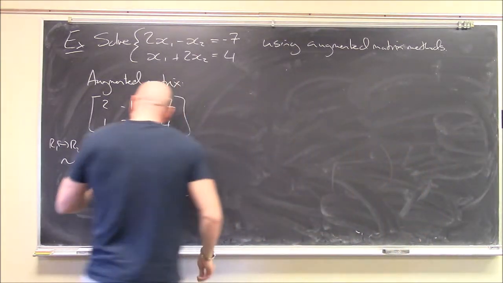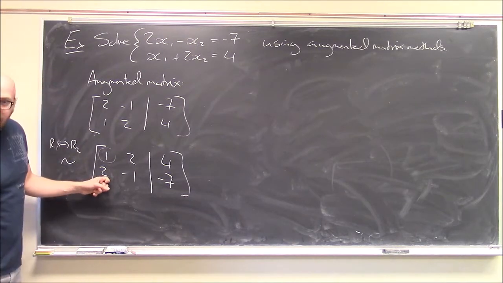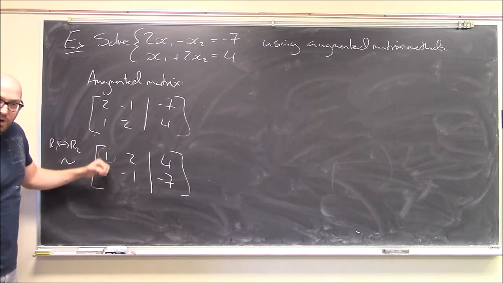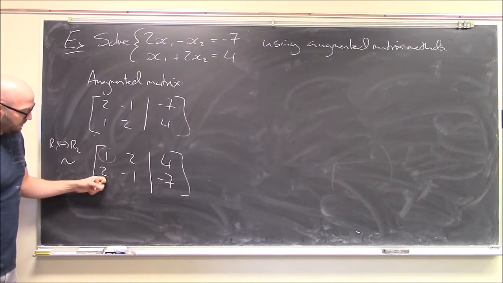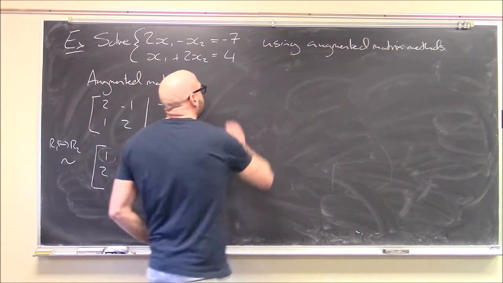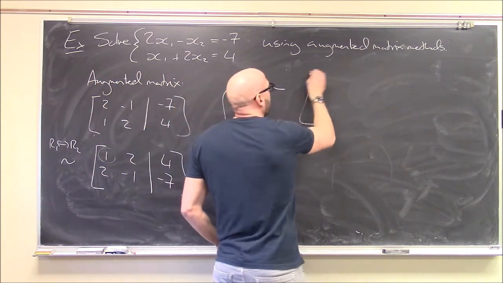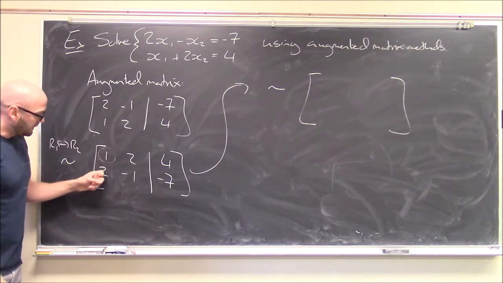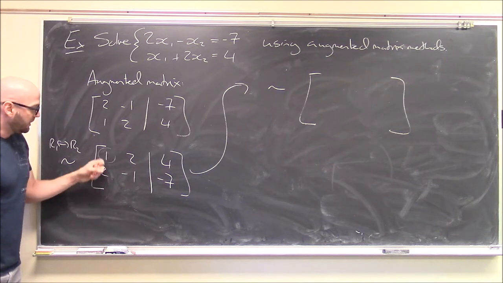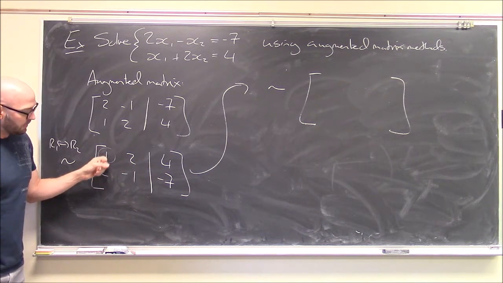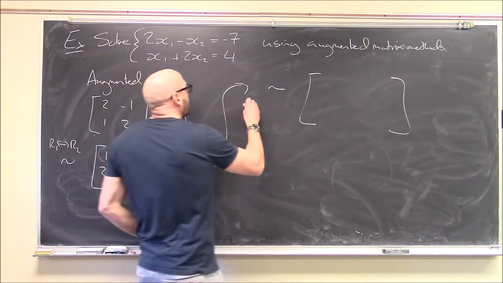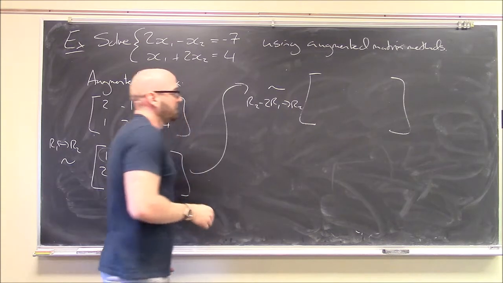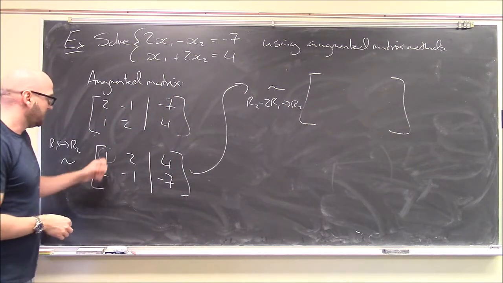So I want to 0 this entry out. How do I 0 this entry out? Well, I need to add or subtract an appropriate multiple of row 1 to this row to put a 0 right here. So how do I do that? Well, I already have 1 up here, so it's easy to see what I need to do. Since this is 2, I need to subtract twice the first row from the second row. So we're going to do row 2 minus 2 times row 1, which becomes our new row 2. So row 1 doesn't change.